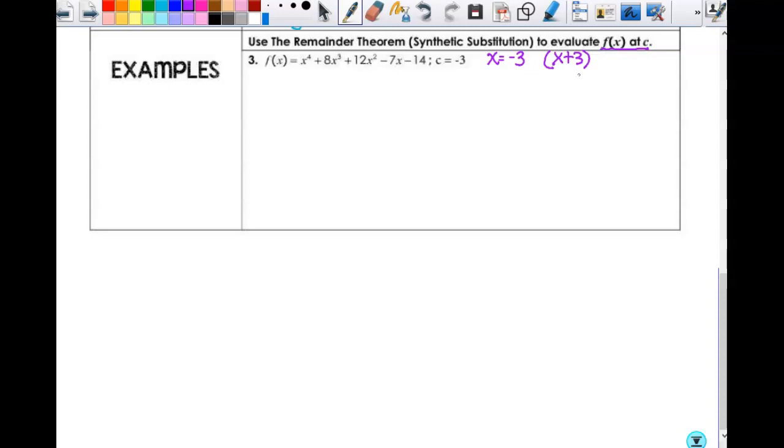I want you to make this connection because when you just straight up are doing synthetic division and you have a factor, we would use negative 3 on the outside. Not because there's some magic of changing signs, but because x equals negative 3. Since we're already given that in that form, that is the number that goes outside. Does that make sense to you? C is the number that we use right now. Yep, that's it. So this is negative 3. Then I just do synthetic division. So this is 1, 8, 12, negative 7, and negative 14.